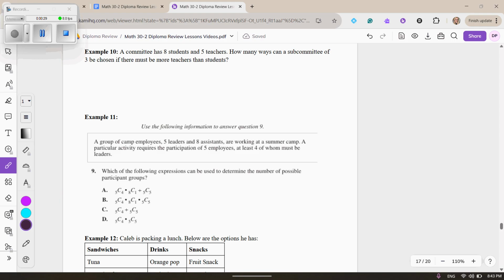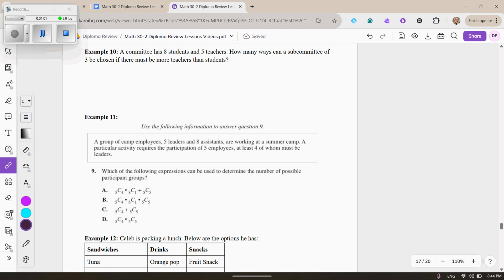And remember, our first goal is to determine whether it is a combinations or a permutation question. Combinations means that the order is not important in which they are selected. Permutations means the order is important in which they are selected. Example 10 says a committee has 8 students and 5 teachers. How many ways can a subcommittee of 3 be chosen if there must be more teachers than students?